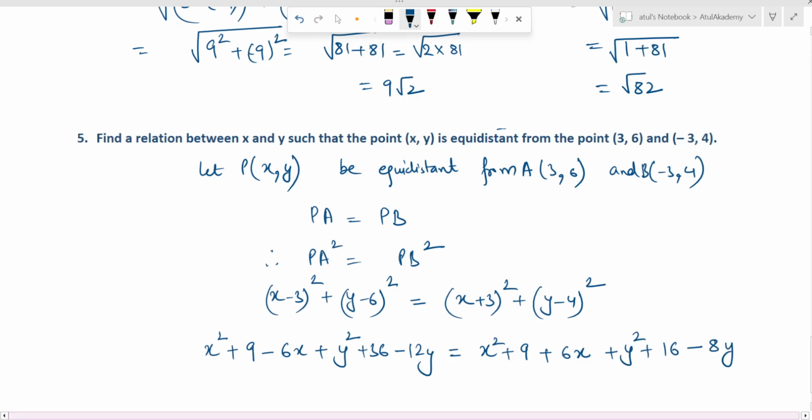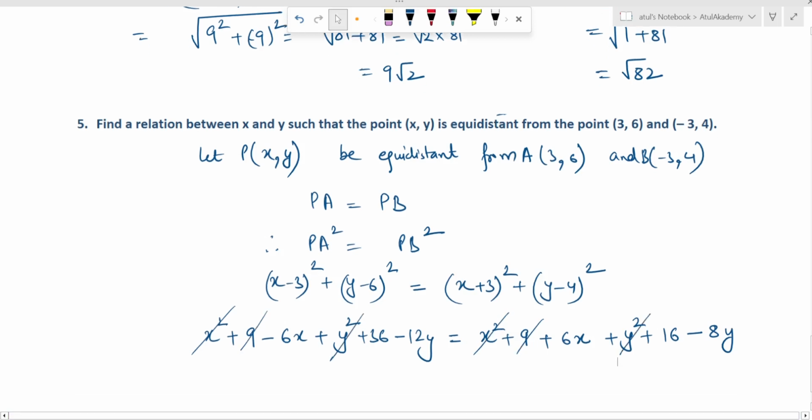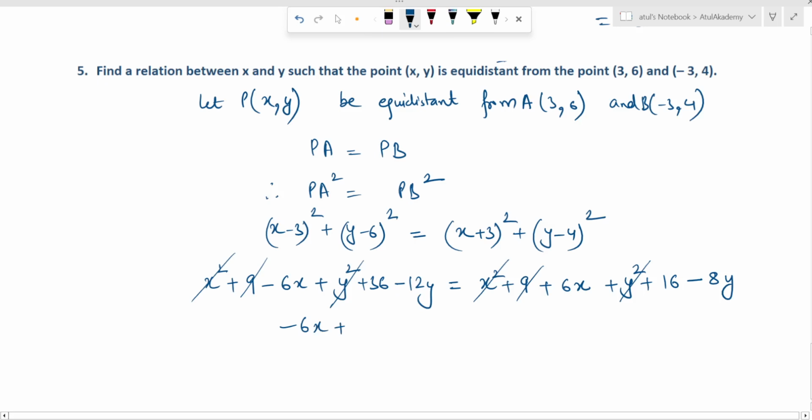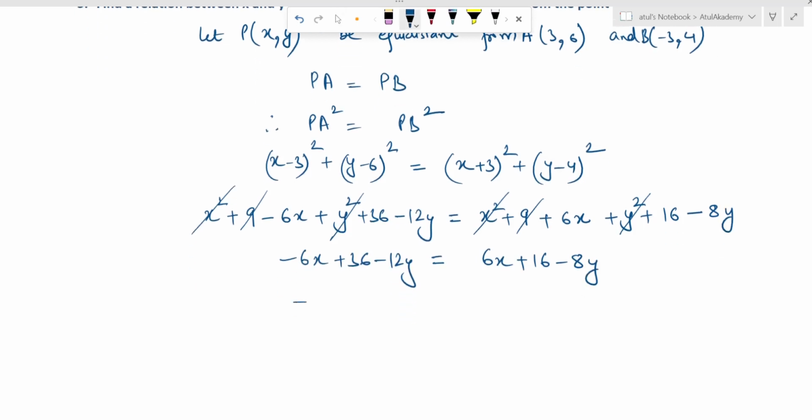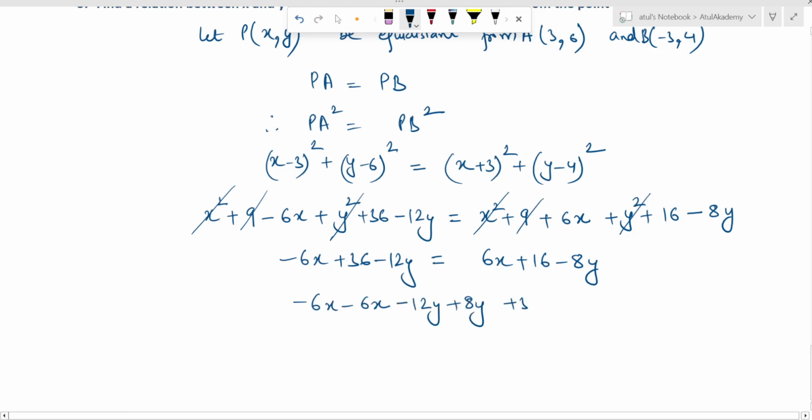Let's cancel out what we can cancel. x square goes away, 9 and 9, same signs, you can cancel. y square goes away. Now we are left with what? Minus 6x plus 36 minus 12y, 6x plus 16 minus 8y. Let's bring the like terms together. Minus 12y plus 8y and plus 36 minus 16 equals 0. Now minus 6x minus 6x is minus 12x. Here minus 12 plus 8 is minus 4y, and this is 20.